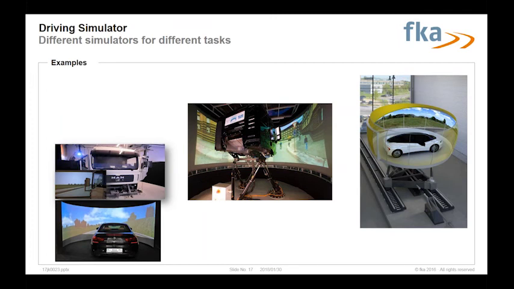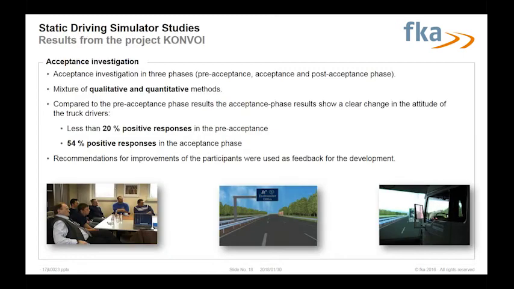On the left-hand side, for example, we have a quite simple static simulator, which is quite cheap. In the middle, we have a dynamic driving simulator, and on the right side, a high-fidelity driving simulator. What we would like to show here is that you need different kinds of simulators for different research questions.